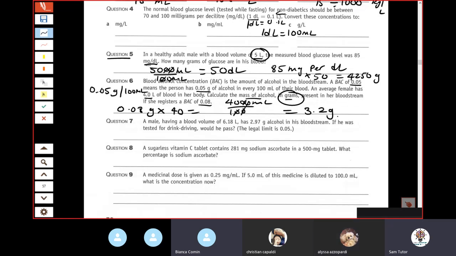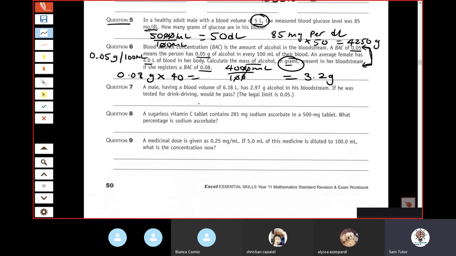Any questions there? No. I'm emphasizing these questions. I think everybody can see why. There's 4 lines of work, like 4 lines of a question, and 99% of it is useless. All we needed to know is 0.05 grams of alcohol in every 100 mils, which is standard, and then we're at 0.08, and she's 4 liters, and then we just have to divide accordingly. So don't let the words confuse you.